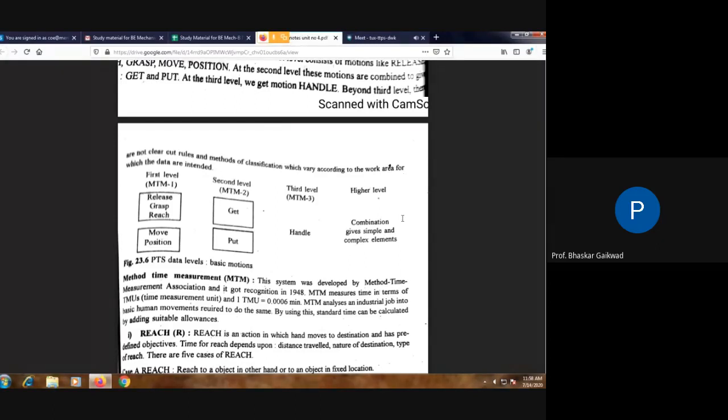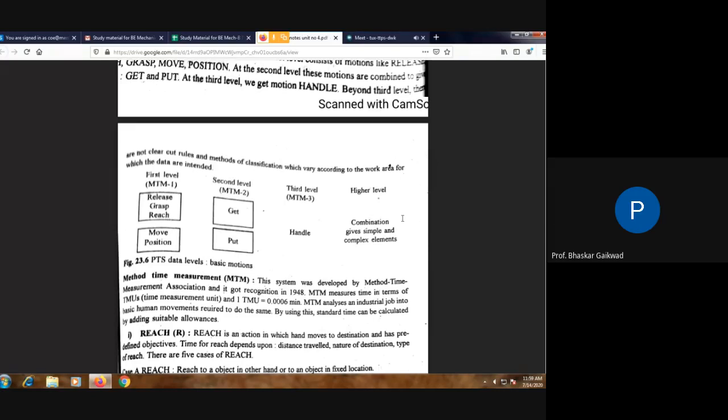So whatever motions are given above: release, grasp, reach, move, position, gate, put and handle. That's 8 motions. For these 8 motions we have to decide the times in terms of TMU and add them totally. After that, you have to add the allowances, maybe personal allowance or contingency allowance, and then it will become standard time. So this is about the PMT.